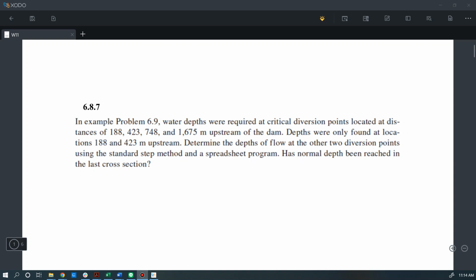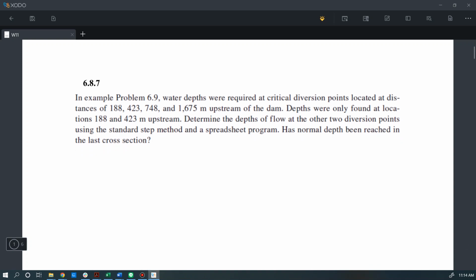So let's get started with this first problem. This question asks us to continue problem 6.9 to solve the water depths at four different locations: 188, 423, 748, and the final one, 1,675 upstream of the dam. The question asks us to solve with the standard step method.